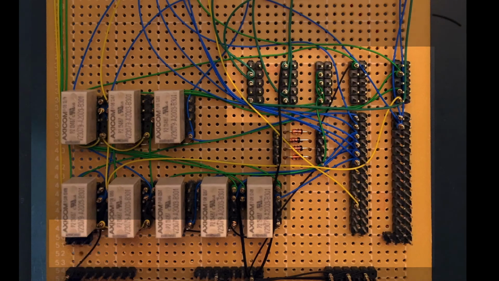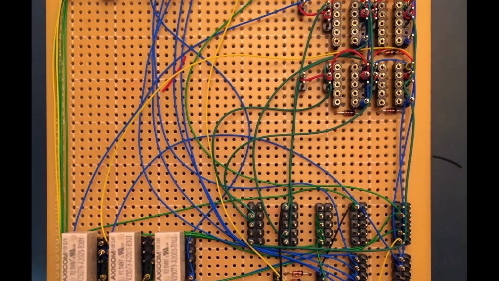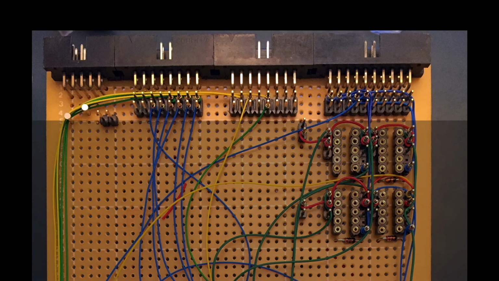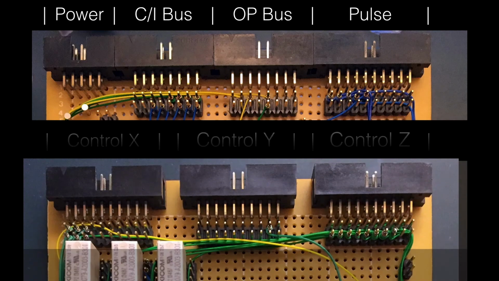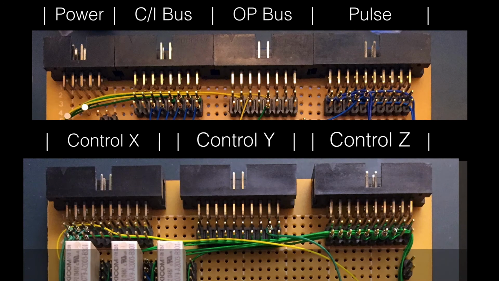So the last thing then to take a look at here is the backplane connectors at the top of the card. Here they are. And these are just the same as they were for the sequencer upper card: power, control and instruction bus, operation bus, and finally the pulse bus. And there's no surprise in guessing that the lower card is also just the same as the sequencer, with the 3 control buses, namely X, Y and Z.